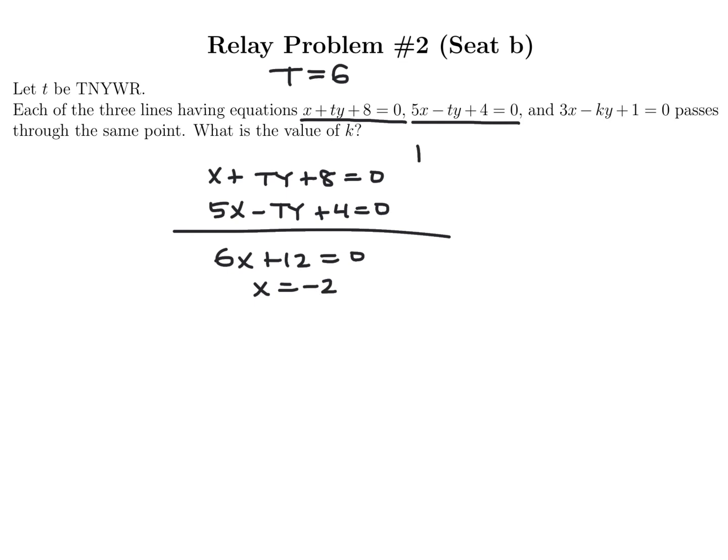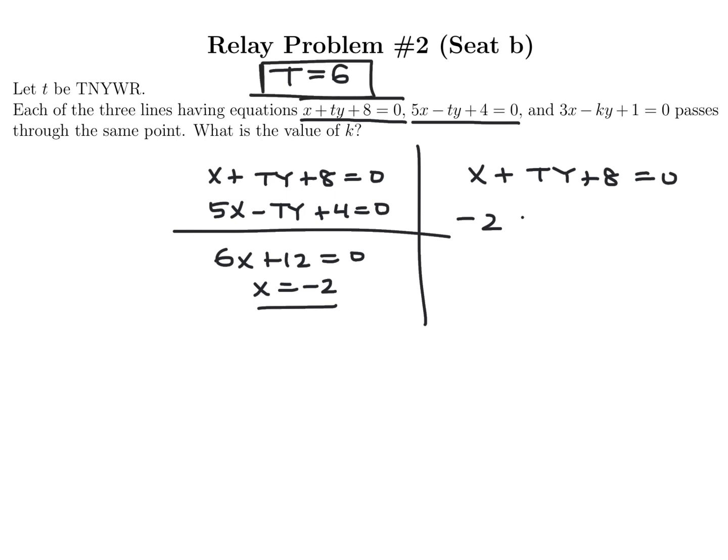Okay, that works. Where do I go from here? I just concentrate on the first one. x plus ty plus 8 is 0, because I have the value of x now, and t is 6. That's what we got from the previous question. So I think this will allow me to solve for y. So that means 6y is minus 6, so y is negative 1.